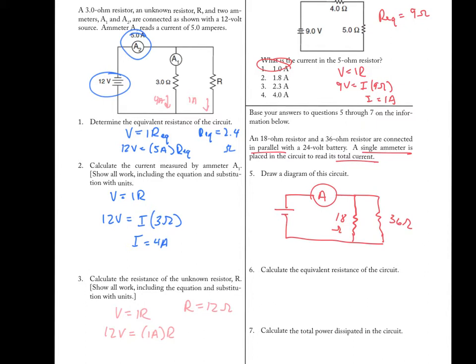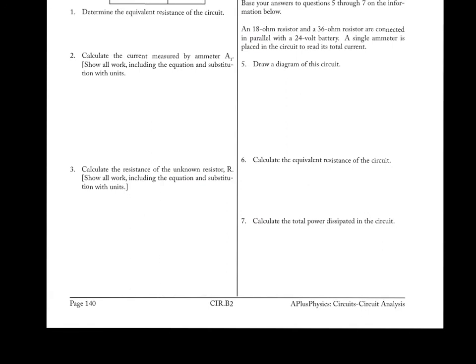Now that we got 2 parallel resistors, we can figure out the equivalent resistance using this because it's parallel. I'm going to show you the fraction method. So this is 2 plus 1 over 36 equals 3 over 36. Remember, we got to flip it. 12 ohms. Lastly, we're going to calculate the total power dissipated in the circuit.